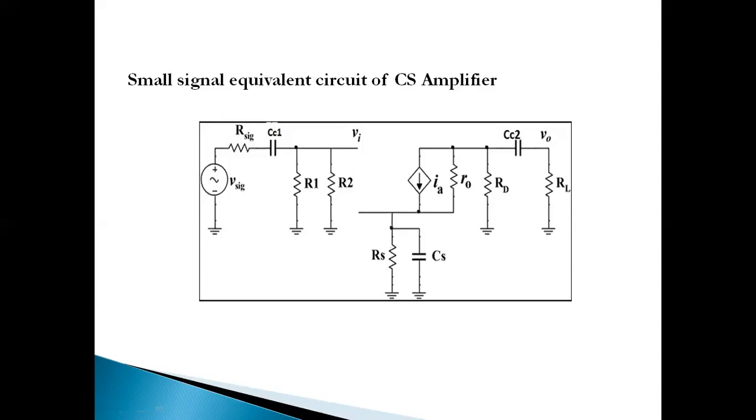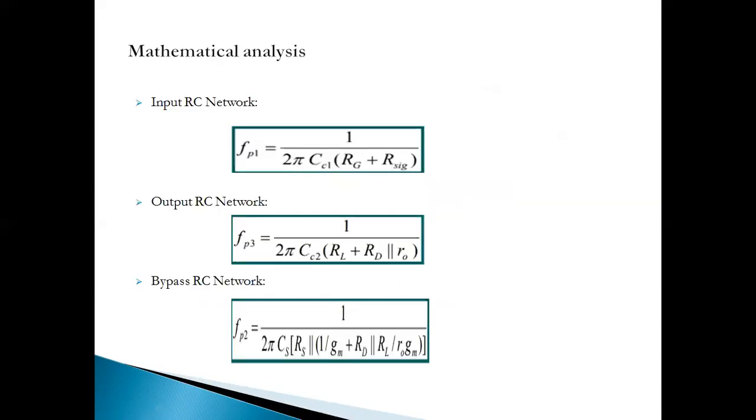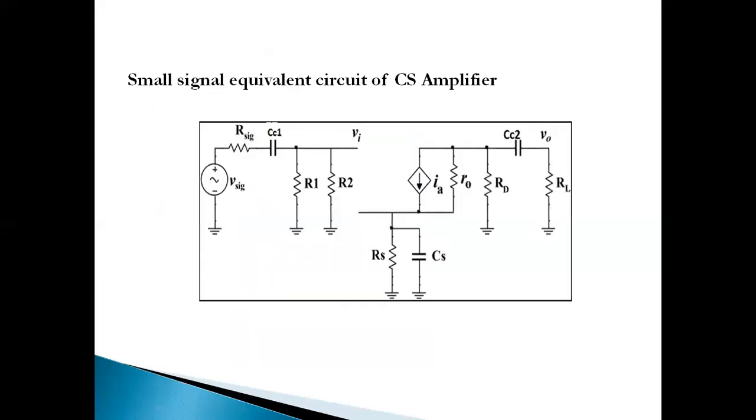Now, let's do the mathematical analysis of the low frequency calculation. According to the input RC network, the low frequency will be calculated based on f equals 1 divided by 2 pi RC. Here, this is the input RC network. The resistance across this input RC network is R signal plus RG.